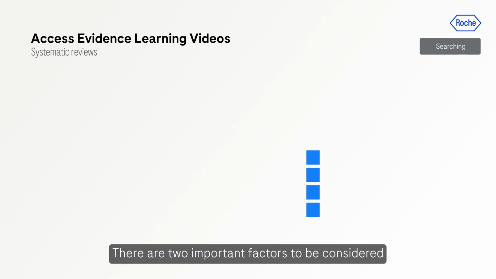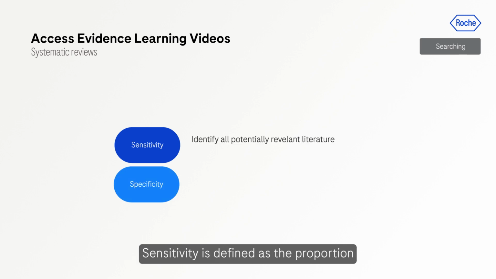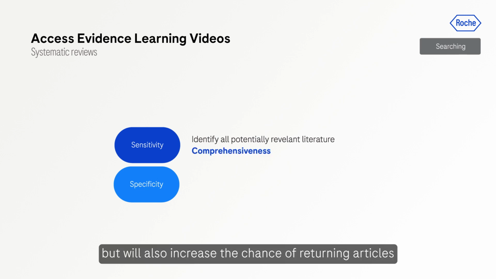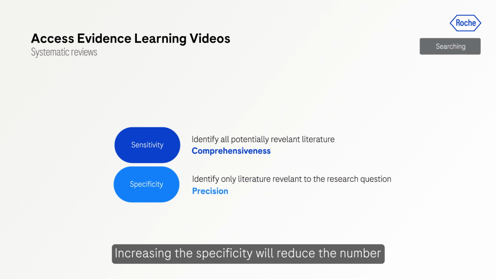There are two important factors to be considered when designing the search strategy: the sensitivity and specificity of the search. Sensitivity is defined as the proportion of all the existing literature on the research topic that the search will retrieve. Increasing the sensitivity will make the search more comprehensive, but increase the chance of returning articles not relevant to the research question. The specificity of the search refers to the number of studies, relevant to the research question, that are retrieved by the search. Increasing the specificity will reduce the number of non-relevant studies retrieved by the search, but could lead to relevant articles being missed.